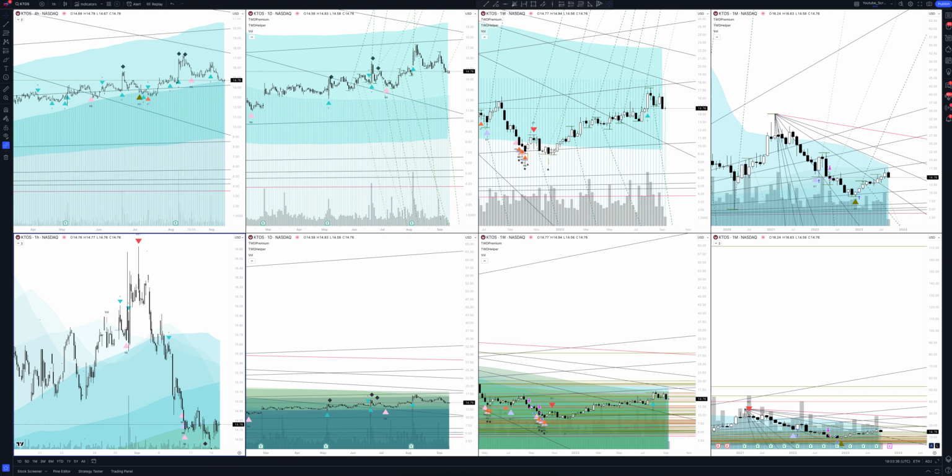Today we will take a look at Kratos Defense Security Solutions stock. Let's analyze the market situation and find out how you can make money on it. Let's start.